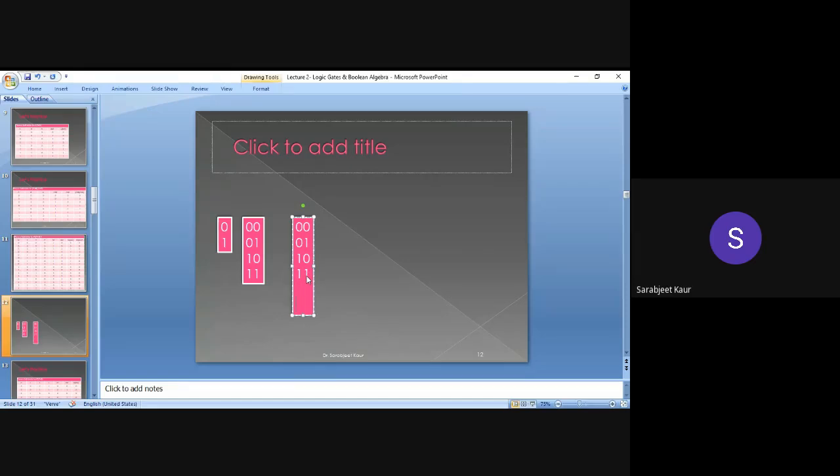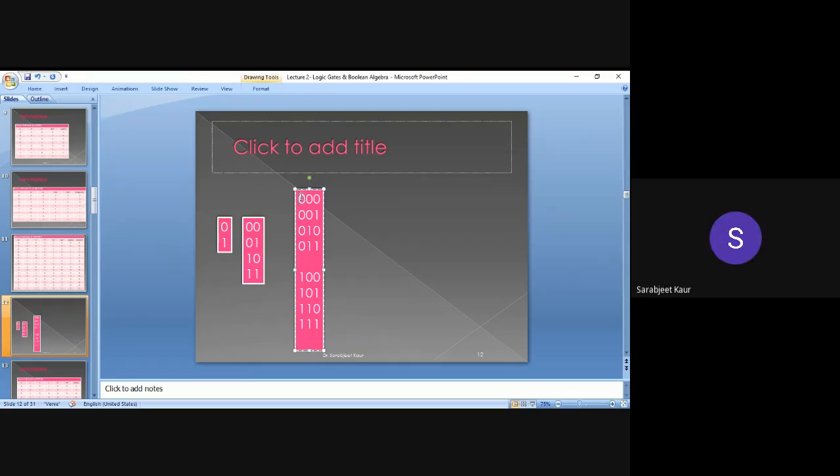So I've pasted them twice. Okay. And now please see what I'm going to do. I'm just going to put a 0 before the first 4 combinations, and on the repeated set, I'm going to append it with 1. So you get your 8 combinations that we use in our truth table. Is this clear or not? Yes, ma'am.